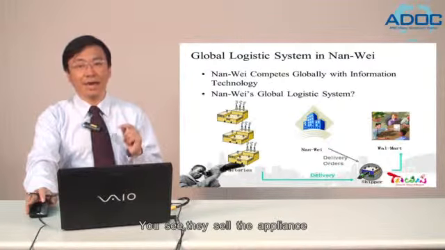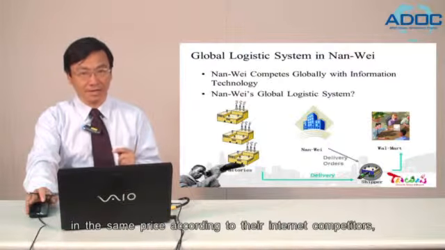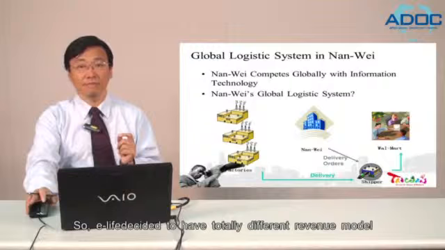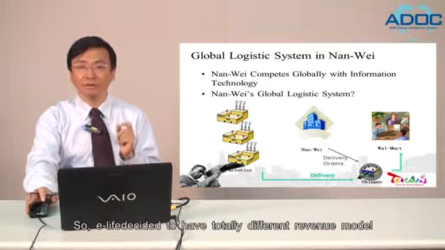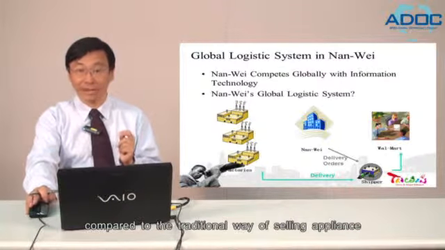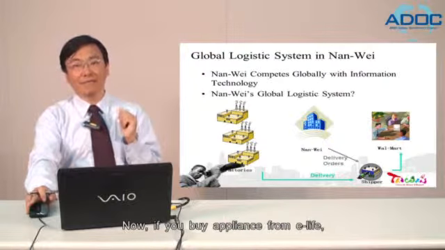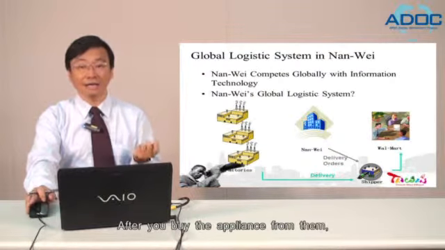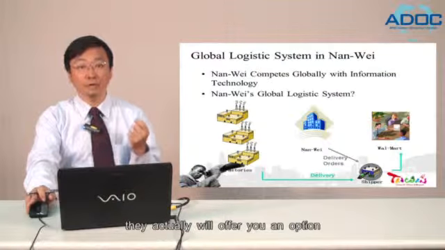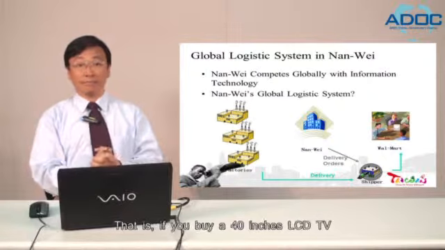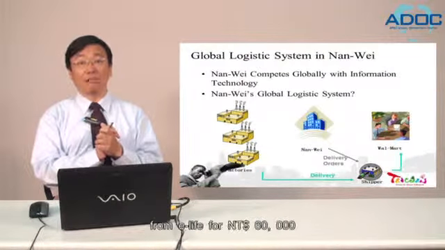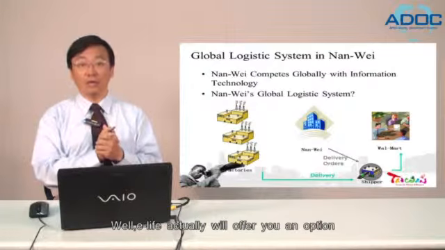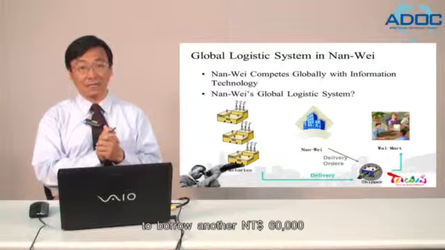You see, they sell the appliance at the same price as their internet competitors, but they have to operate their physical shop. So eLife decided to have a totally different revenue model compared to the traditional way of selling appliances. Now, if you buy an appliance from eLife, they will offer you payment by installment. After you buy the appliance, they will actually offer you an option to borrow more money from them. That is, if you buy a 40 inch LCD TV from eLife for NT$60,000, eLife will offer you an option to borrow another NT$60,000.